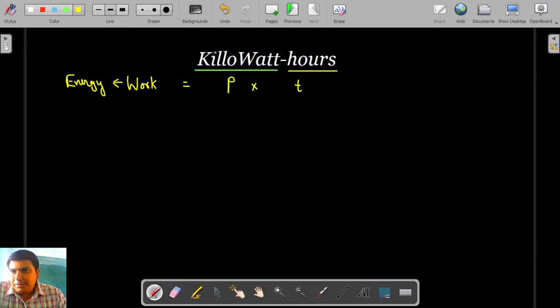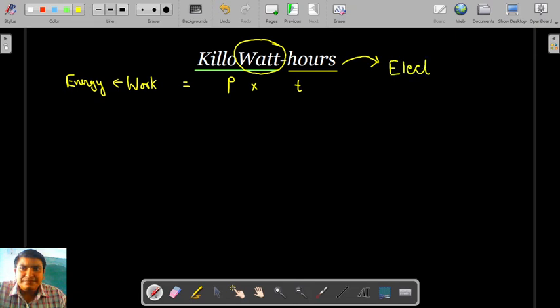Since watt is written over here, students often get confused and think it is the unit of power, but it is not the unit of power, it is the unit of energy. And which energy? Electrical energy. So if it is energy, then it should be in joules.